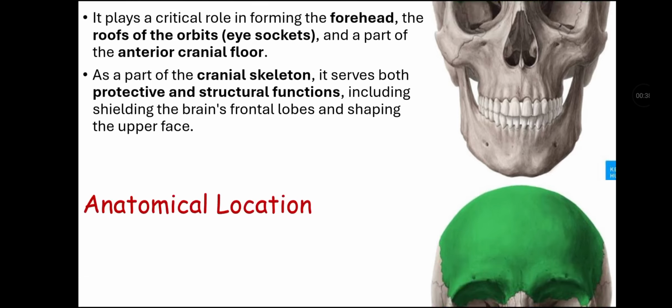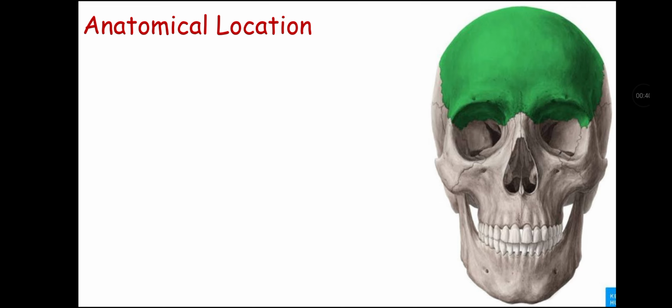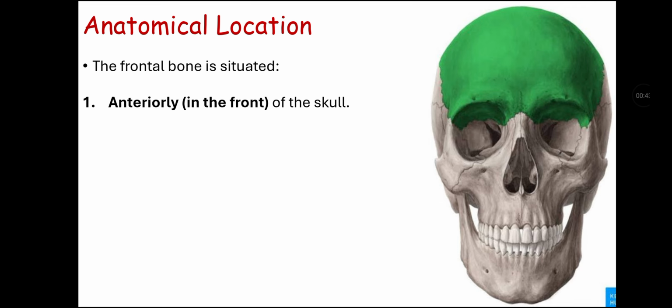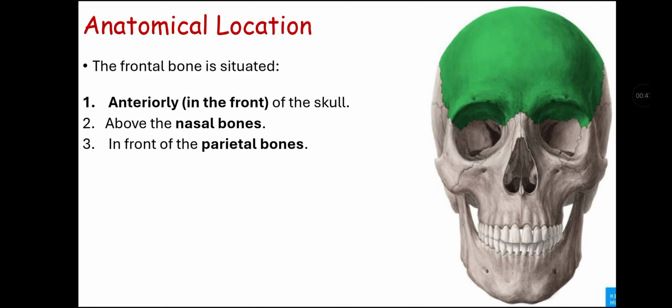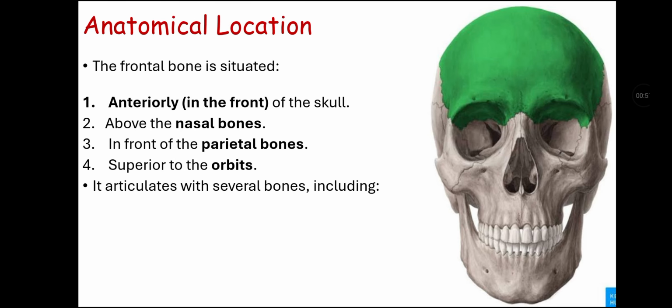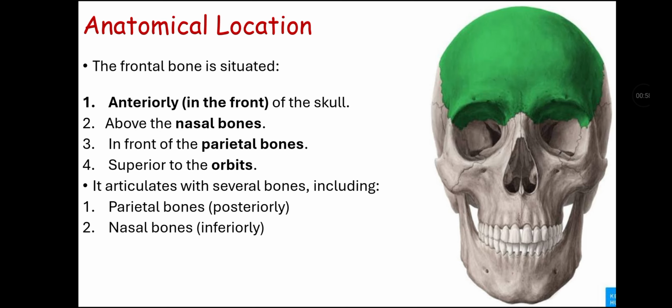shaping the upper face. Anatomical location: frontal bone is situated anteriorly of the skull, above the nasal bone, and in front of parietal bone and superior to the orbits. It articulates with several bones including parietal bone, as it articulates posteriorly with parietal bone. It articulates inferiorly with nasal bone.